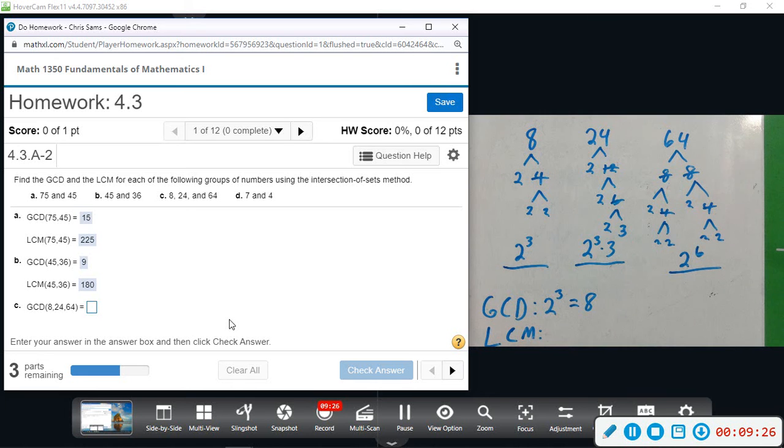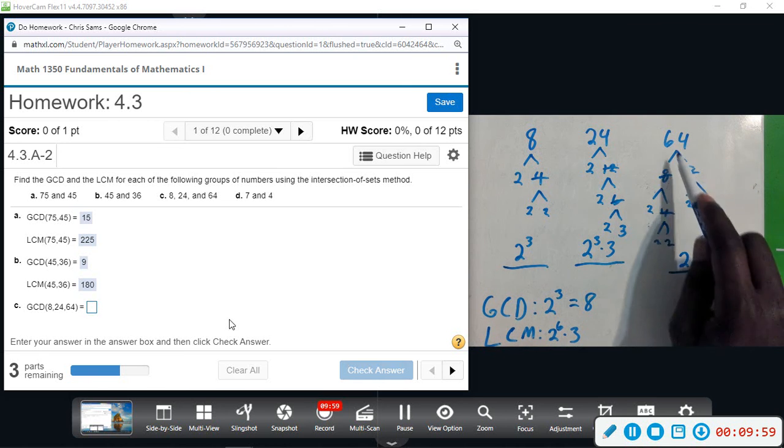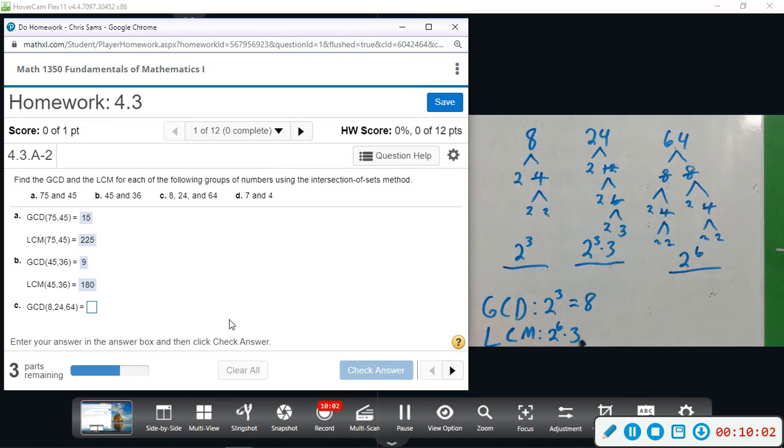When you do the least common multiple, you're going to list everything that appears. So all the base numbers, the big numbers, so 2 and 3. That's the only thing that appears, 2 and 3. And then we're going to take the largest exponent. It says least common multiple, we're taking the largest exponent. So out of the 2's, the largest exponent is a 6. And then out of the 3's, there's only 1 3. So the least common multiple is going to be 2 to the 6 times 3. 2 to the 6 is 64. And if we do 64 times 3 is going to give us 192.